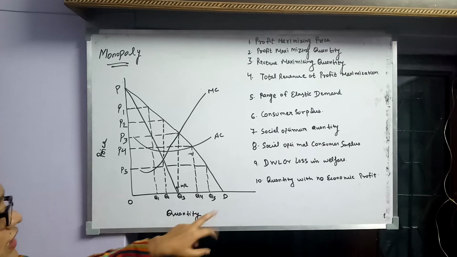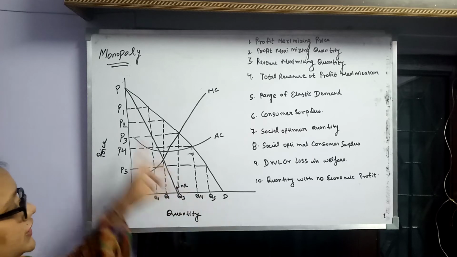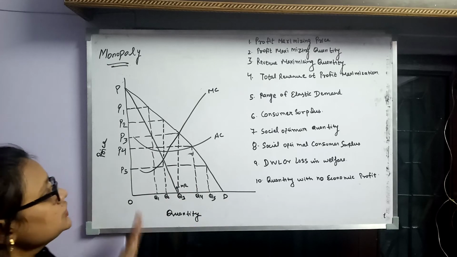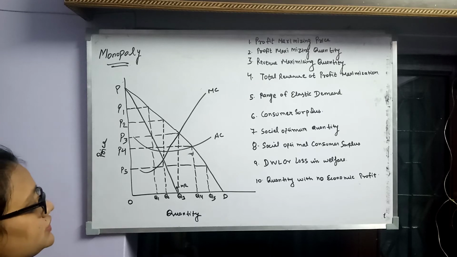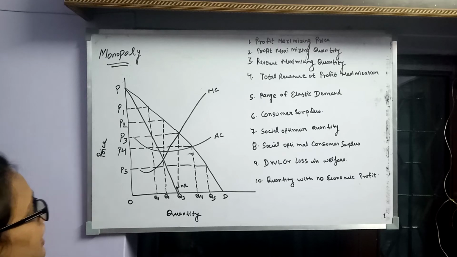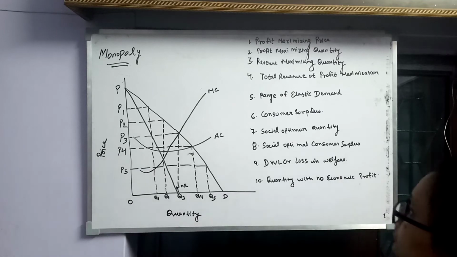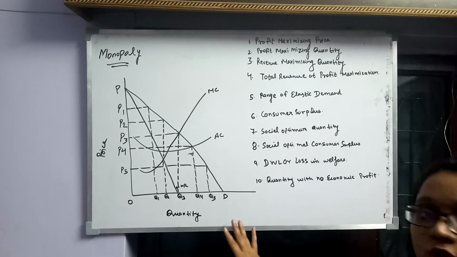In that I have shown that the demand is downward sloping in case of Monopoly, and marginal revenue is this, which is less than demand. So this you have understood from my previous video, in which I explained Monopoly. Now, in this video, I have come up with 10 questions, and we will see how to answer these 10 questions with the help of this graph.